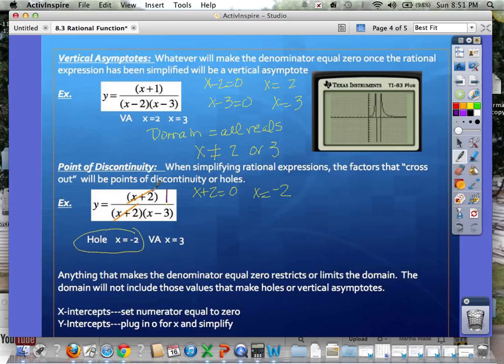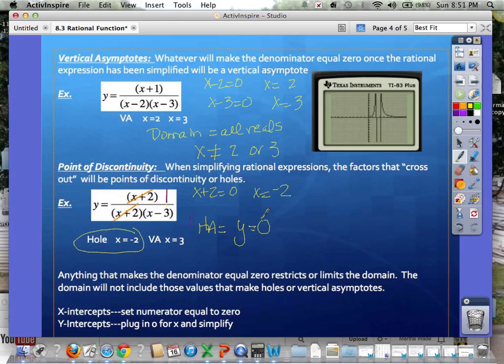All right, and there's no degree up here, and there's a degree on the bottom, so that would mean the bottom is bigger than the top, so that would mean a horizontal asymptote at y equals 0, okay?